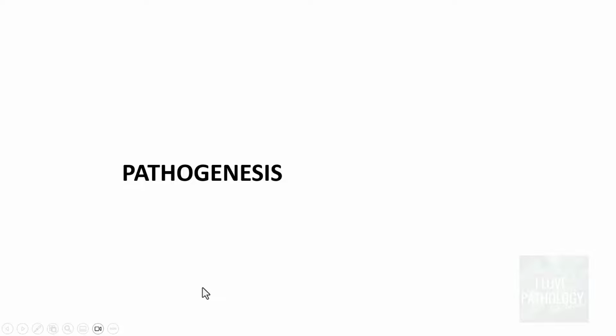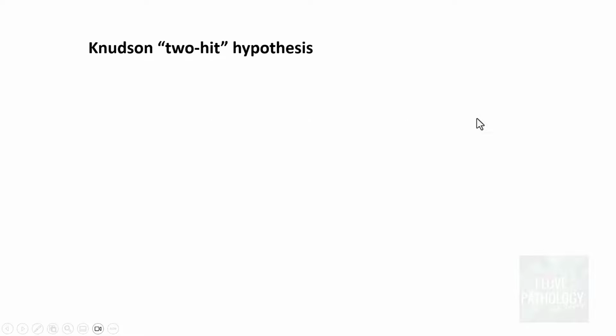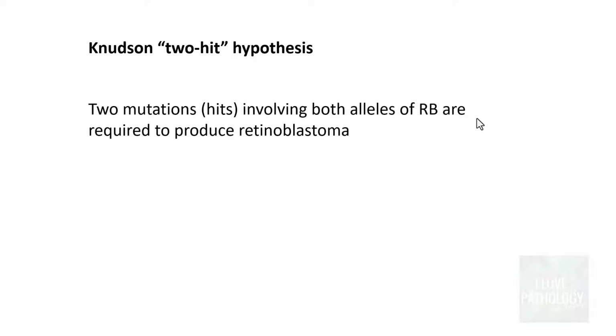For the pathogenesis of retinoblastoma, I said inactivation, right? Now, how is this gene inactivated is the question. So, it can be inactivated either by germline mutation or somatic loss of function mutations of the retinoblastoma gene. Another important thing in understanding the pathogenesis of retinoblastoma is to understand this very famous Knudson's two-hit hypothesis, which states two mutations or two hits involving both the alleles of retinoblastoma are required to produce retinoblastoma.